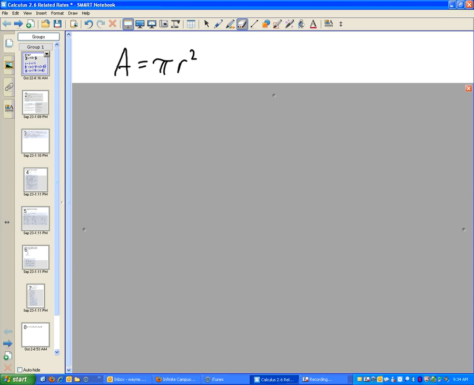Related rates means related rates of change. Rates of change are derivatives. Related derivatives. Derivatives that are related. Now, related for us means in the same equation. We're going to have more than one derivative in one equation. That's how you relate derivatives, is by having more than one derivative in one equation.